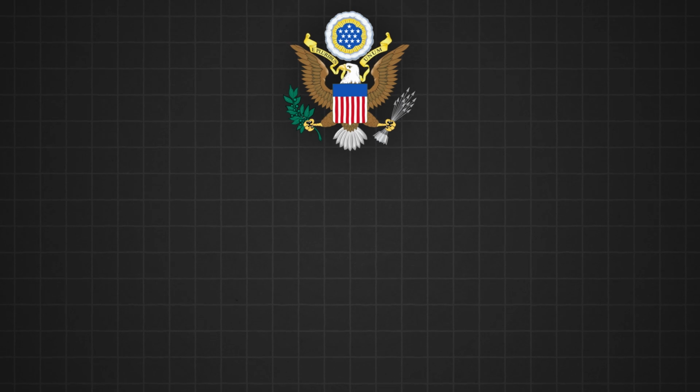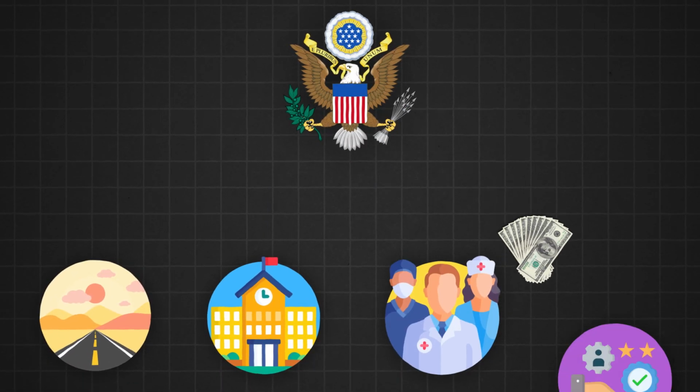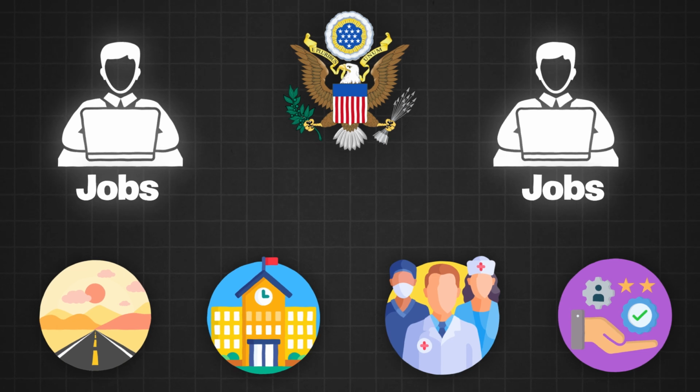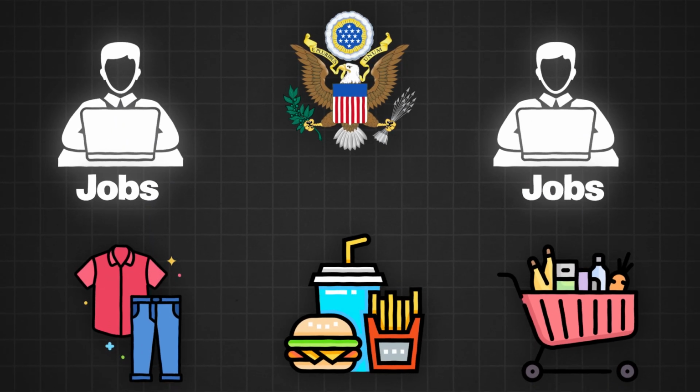When the government spends money on things like building roads, schools, or providing healthcare or social welfare, it creates jobs. Those jobs mean more people have money to spend, which boosts demand for all types of goods and services. When demand goes up, businesses make more money, which helps the overall economy.